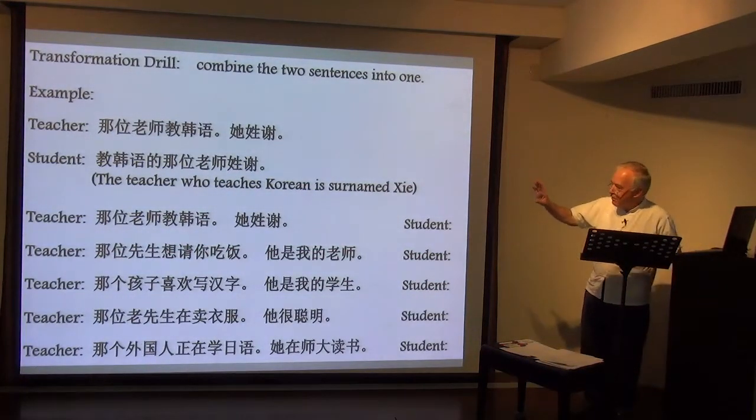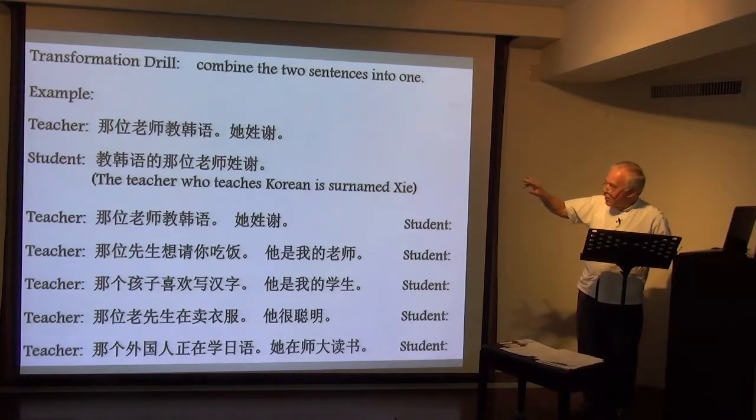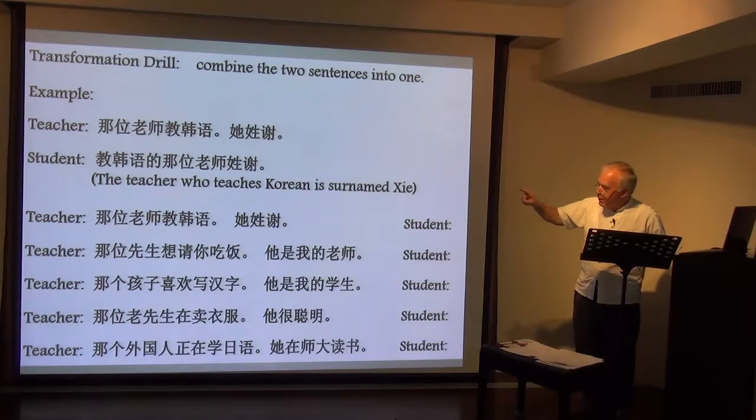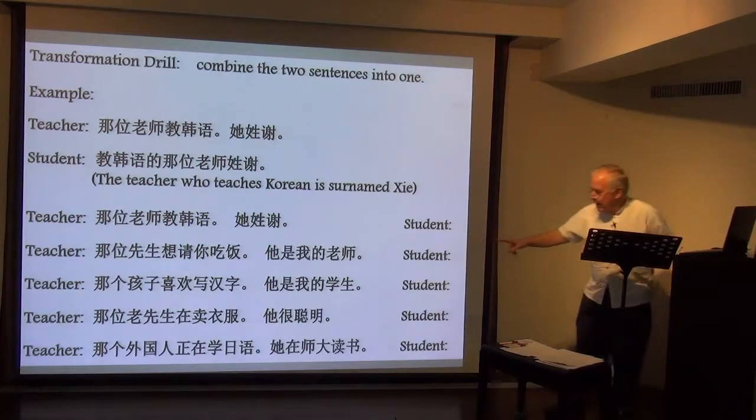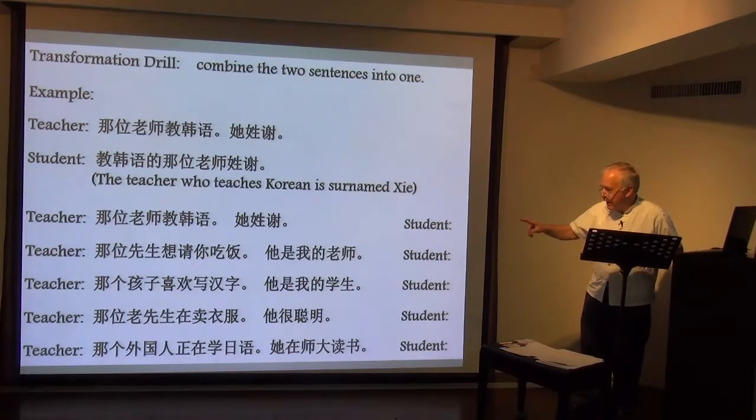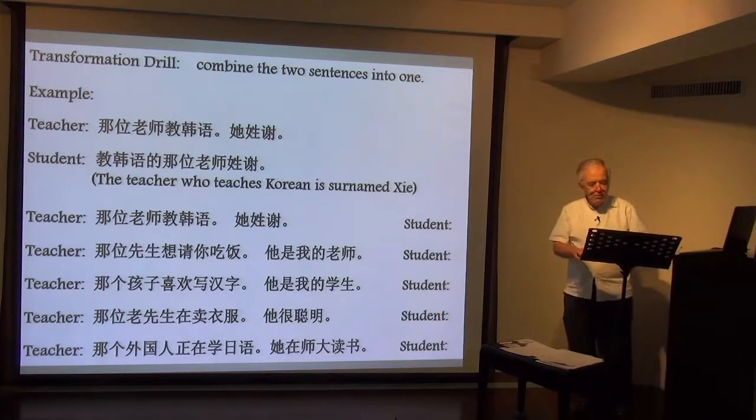What's helpful, therefore, is to have two sentences which the student has to join up. 那位老师教韩语，他姓谢. And then the student joins it up. 教韩语的那位老师姓谢. Or let's take this one here. 那个孩子喜欢写汉字，他是我的学生. And then the student has to change it to 喜欢写汉字的那个孩子是我的学生.